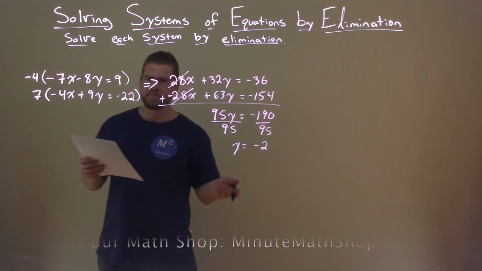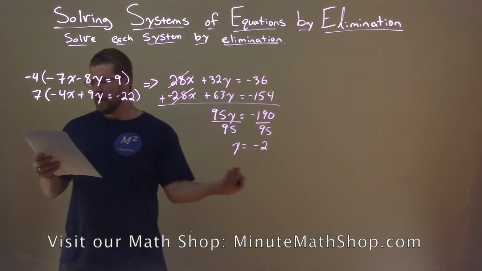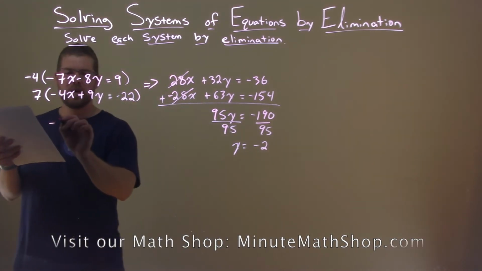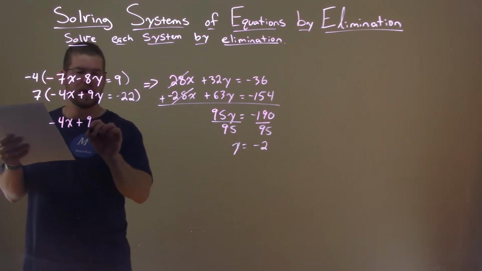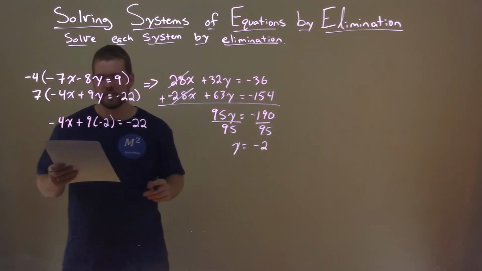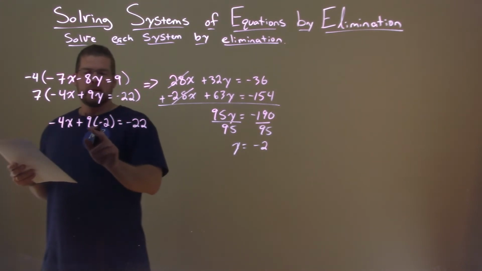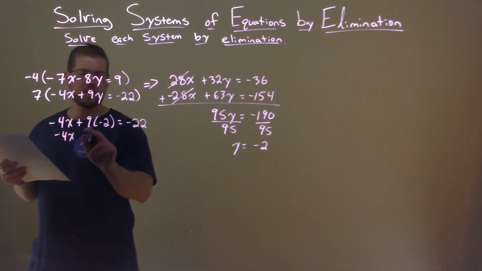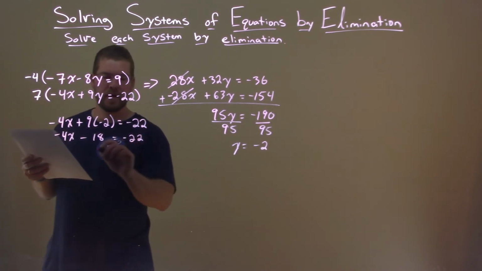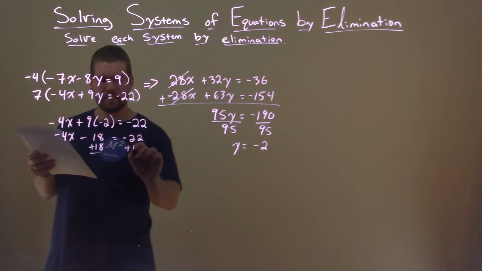But we're not done. We need to take that negative 2 and plug it into one of our equations and solve for x. Let's choose the second one. Minus 4x plus 9 times a negative 2 equals a negative 22. All right. Well, negative 4x here. 9 times a negative 2 is a minus 18 equals a negative 22. Adding 18 to both sides.